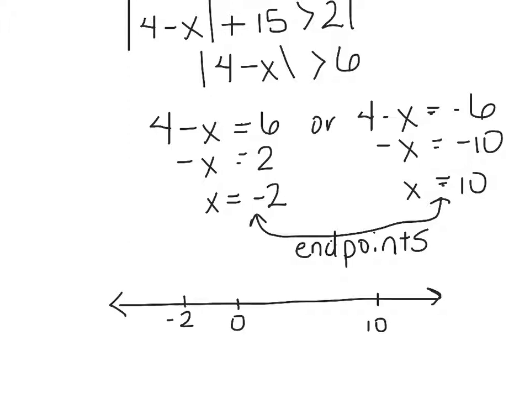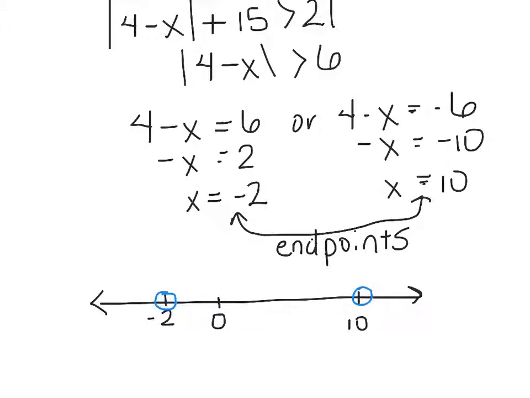Since this is a greater than symbol, we do not want to include our endpoints. So we can go ahead and put open circles around -2 and around 10. Now all we need to know is which interval do we shade in. Do we want this interval over here? Do we want the interval between the endpoints? Or do we want the interval to the right? And the way we find out that answer is simply plug in some numbers into the original equation.